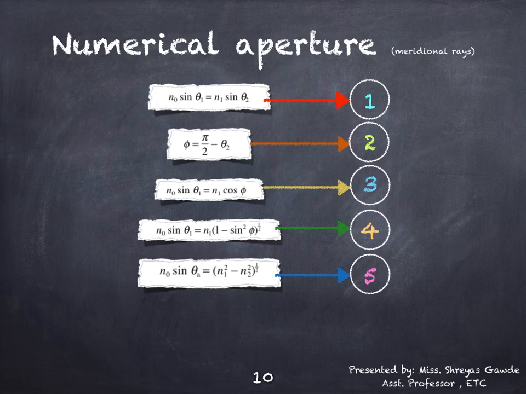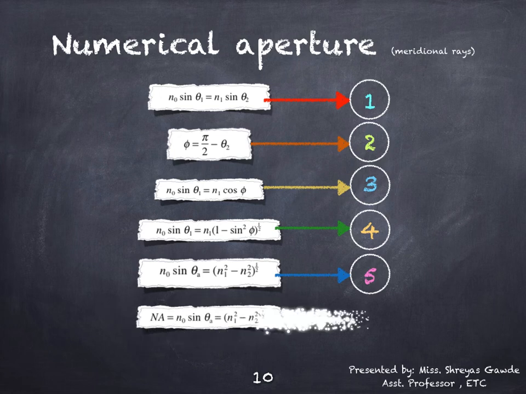So the above fifth equation gives us the basis for the definition of an important optical fiber parameter, that is the numerical aperture, which is defined as numerical aperture is equal to n0 sine of θa, which is equal to n1 square minus n2 square the whole raised to half. Now, since this numerical aperture is often used with the fiber in air where n0 is unity, it is simply equal to sine of θa. That means numerical aperture is equal to sine of θa because we consider n0 as 1.